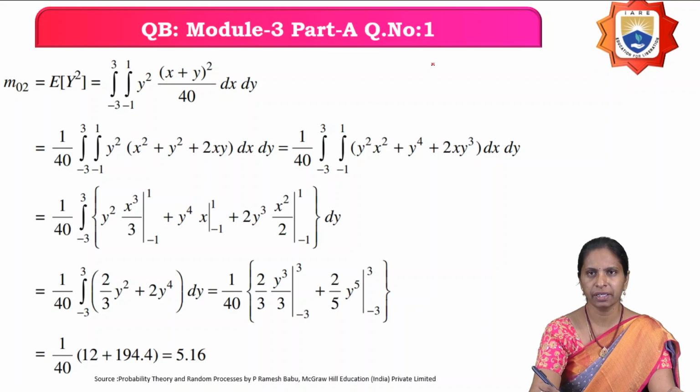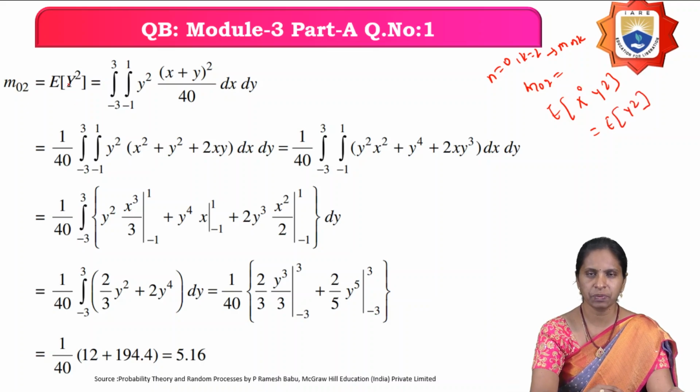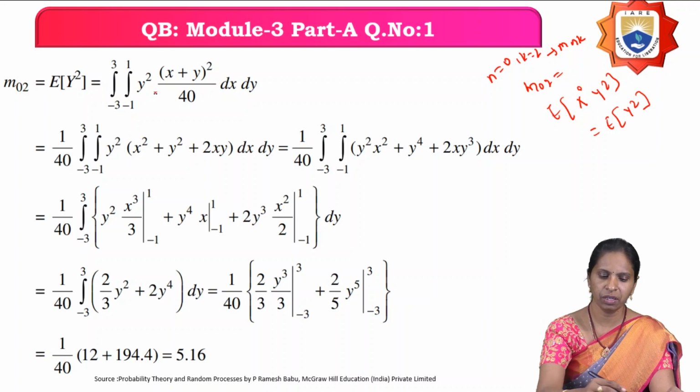So next you will calculate M02. What is M02? It is nothing but the n value is 0 and the k value is 2 in M suffix n comma k, the joint moments about the origin of the order n plus k. Then what can happen here? Expectation of x power 0 into y square. What is x power 0? Its value is 1. Therefore, it is nothing but the expectation of y square. So what are the limits of y here? From minus 3 to 3. The limits of x are from minus 1 to 1.